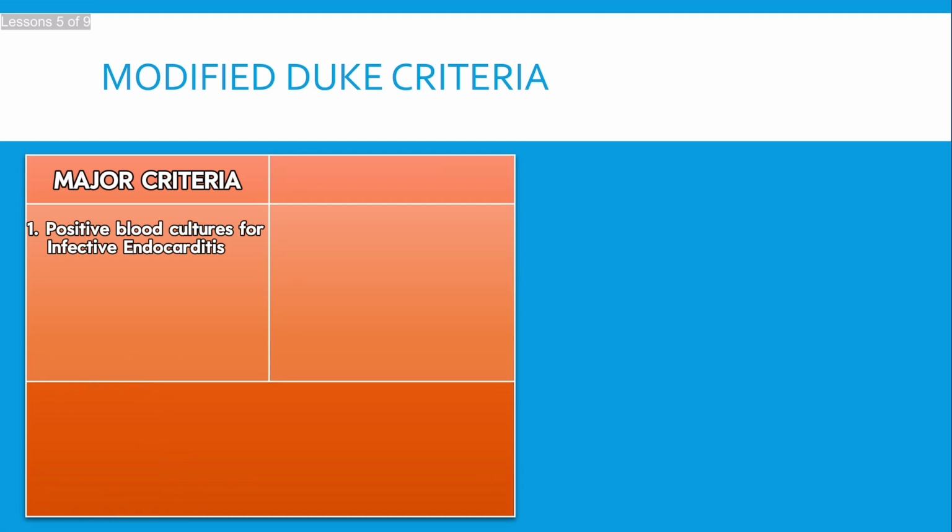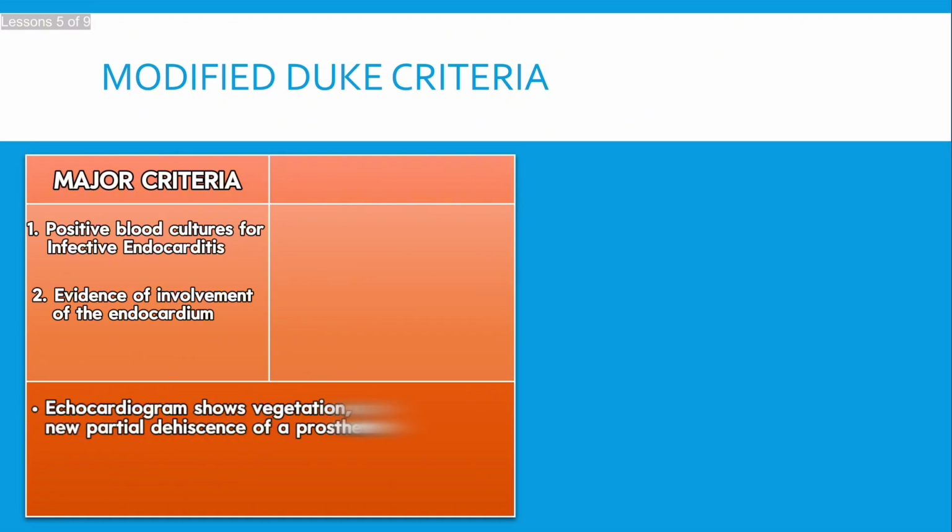The second major criterion involves evidence of endocardial involvement. This can be established by an echocardiogram revealing vegetation, an abscess, or partial dehiscence of a prosthetic valve, or the presence of a new valvular regurgitation.